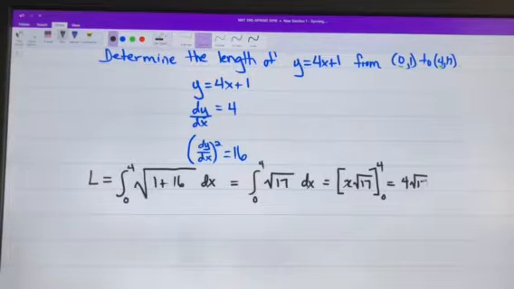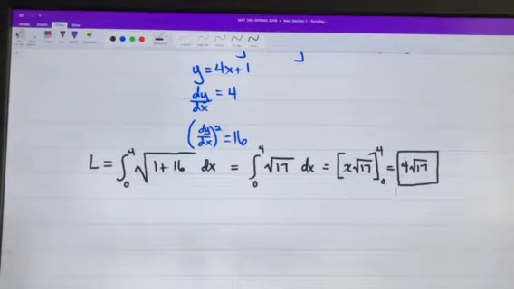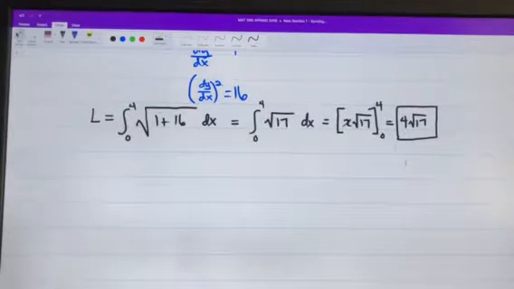And we have for the antiderivative the square root of 17 times x, or x times the square root of 17, as x goes from 0 to 4. And in exact terms, the length, which actually turns out to be of a straight line from 0, 1 to 4, 17, is going to end up at 4 times the square root of 17. And this is just a calculus version of what we have for the distance formula between points.